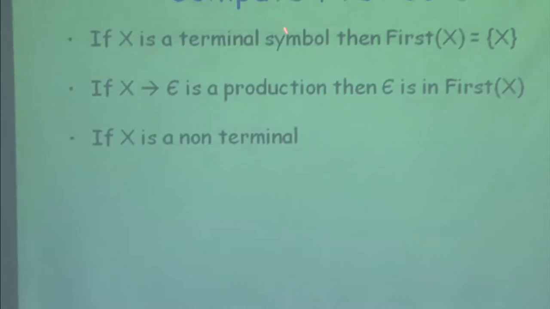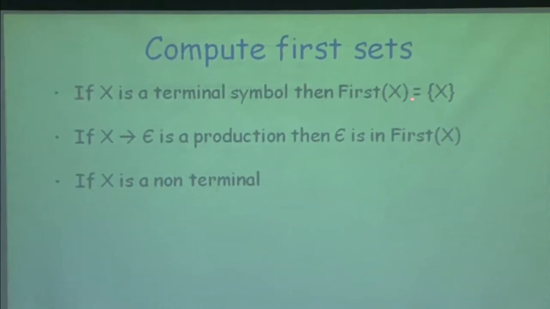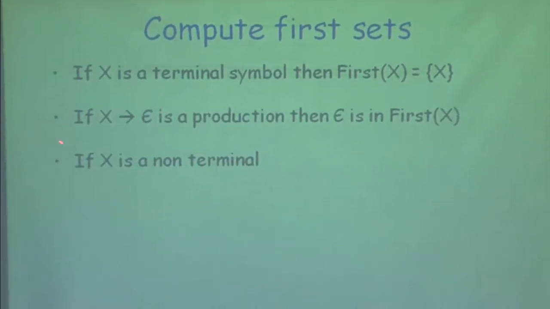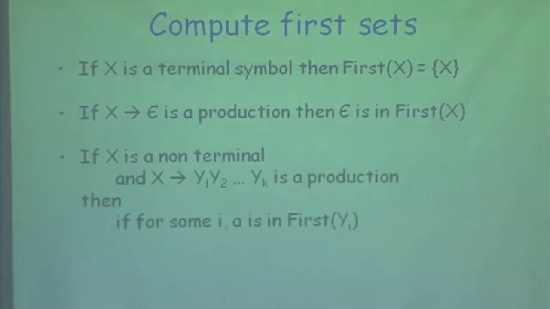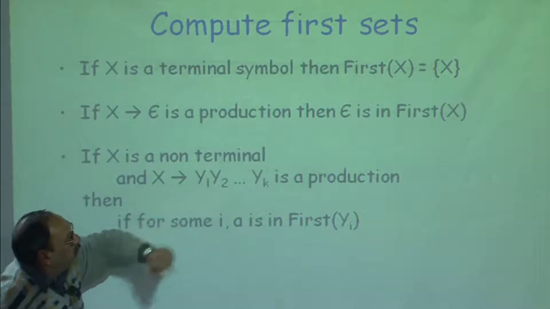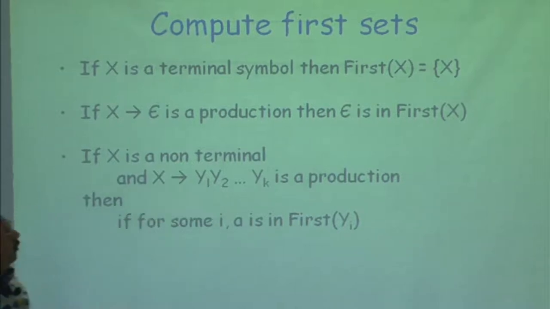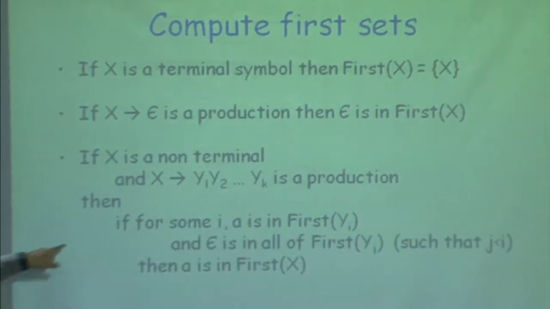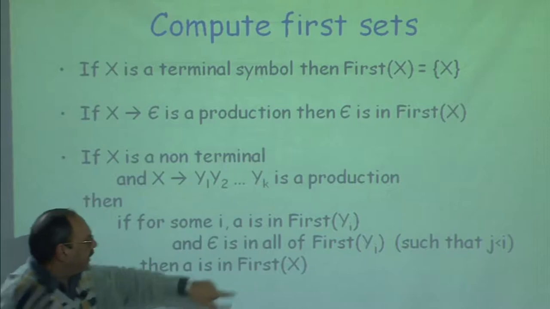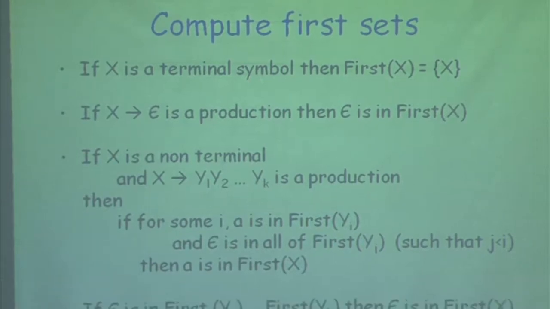Alright, so first I compute first sets. So we say that if X is a terminal symbol, then first of X is trivially X. And if there's a production of the form X goes to epsilon, then we say epsilon is in first of X. And if I have a situation which says X goes to Y1 to YK, then each first of YI is included in first of X except epsilon. And if all of the YIs contain epsilon, then we say that first of X also contains epsilon.